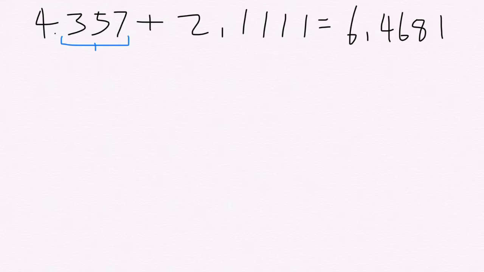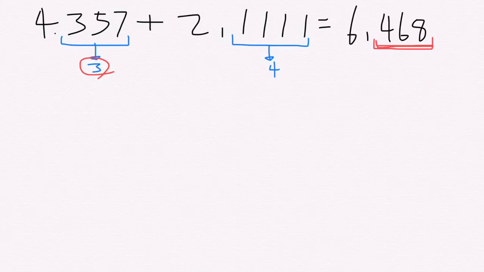So that is 3 decimal places, and that is 4 decimal places. So what you do is you take the least number, so it would be 3 in this case, the smaller one, and round off to 3 decimal places. So since 1 is less than 5, it doesn't round up. We just drop it and get 6.468.